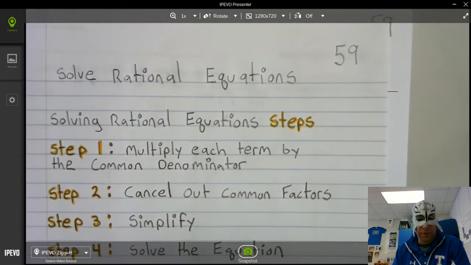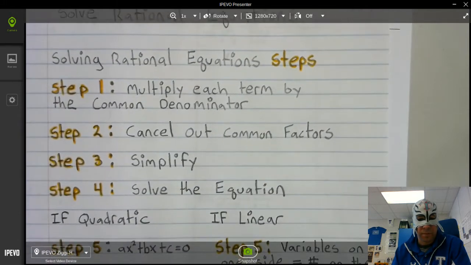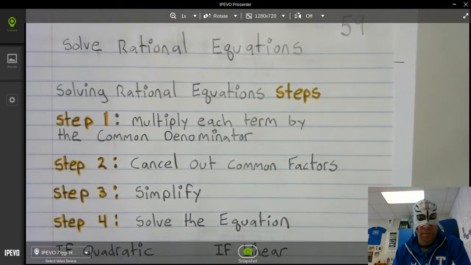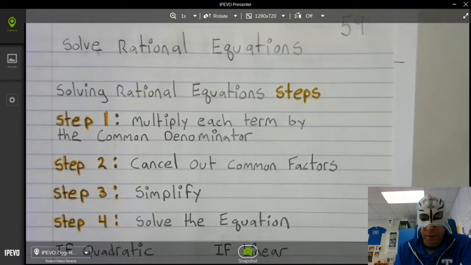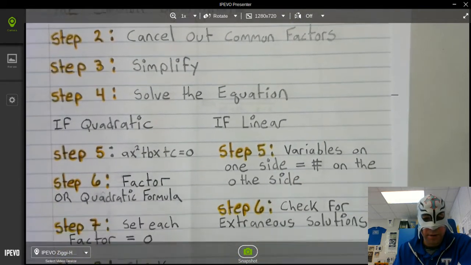All right, so our notes are on page 59. So step 1, multiply each term by the common denominator. Step 2, cancel out common factors. Step 3, simplify. Step 4, solve the equation. So if you would, pause the video and update the first 4 steps. All right, now that your first 4 steps are updated, let's take a look at the next.